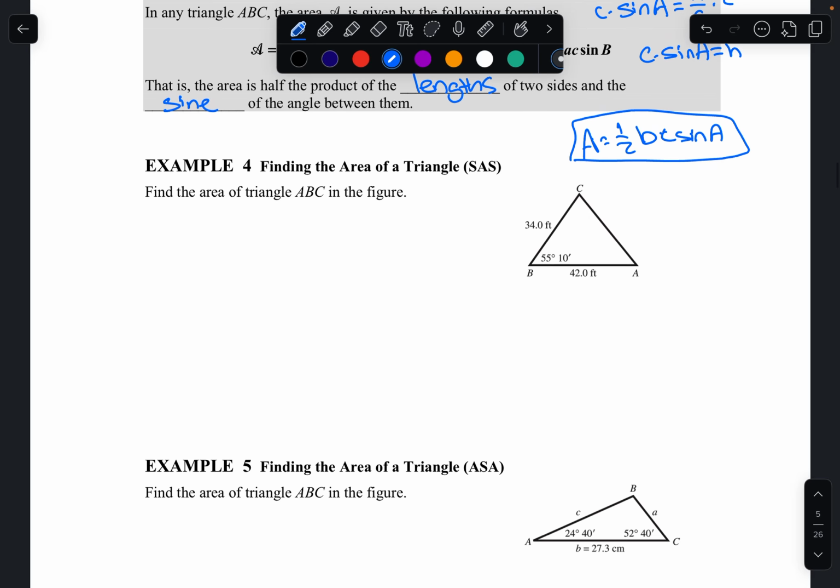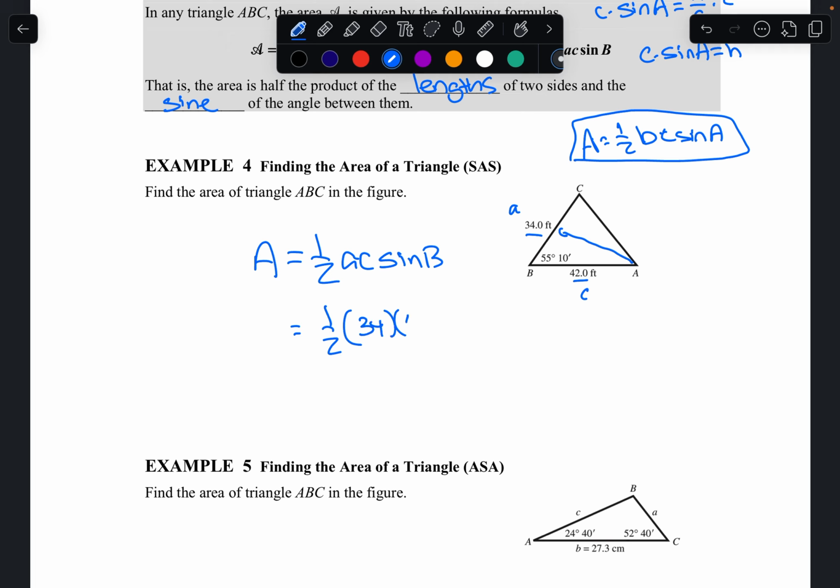So here in example 4, we've got what we need. You've got to have two sides and the angle between them. So the area in this case would be 1/2, again, this is A, this is C, AC times the sine of B. A is 34, C is 42, sine 55 degrees, 10 minutes. So they threw that at us.